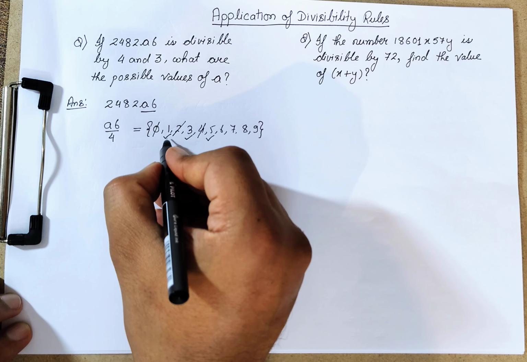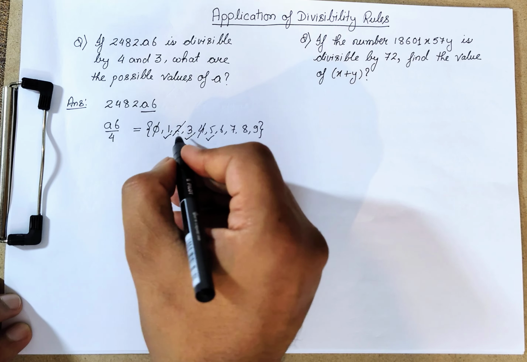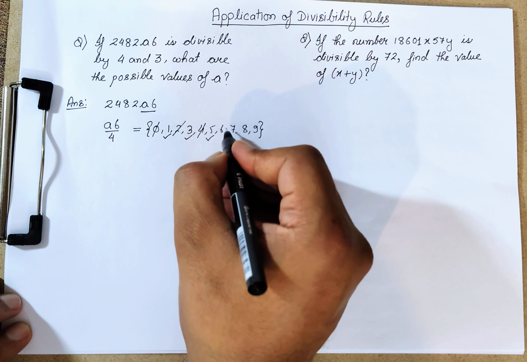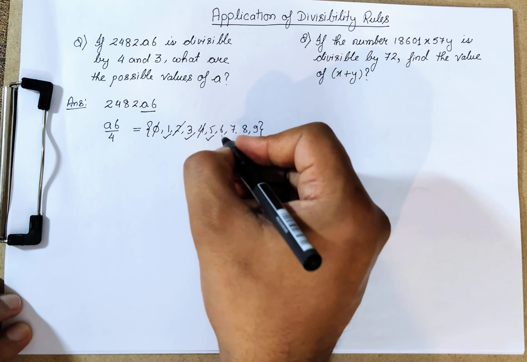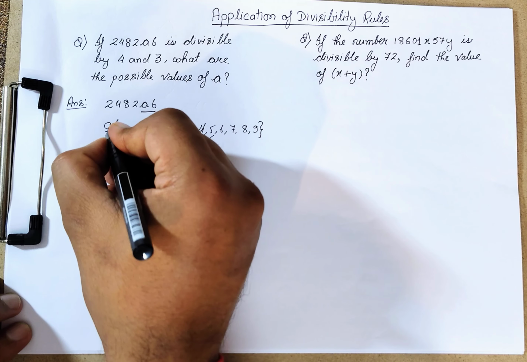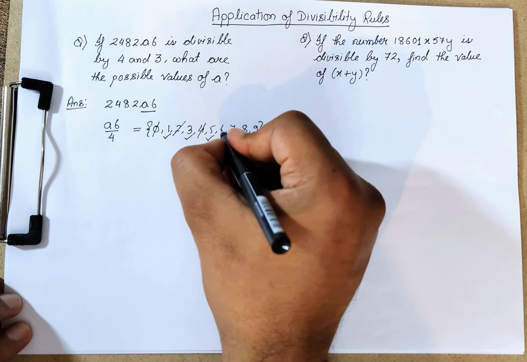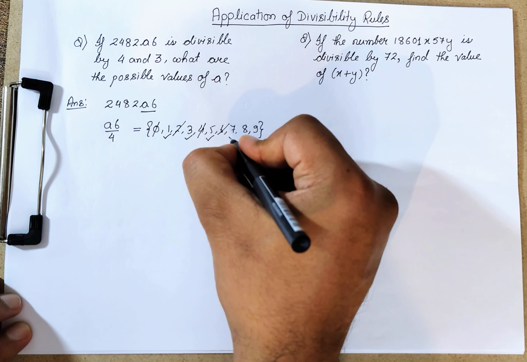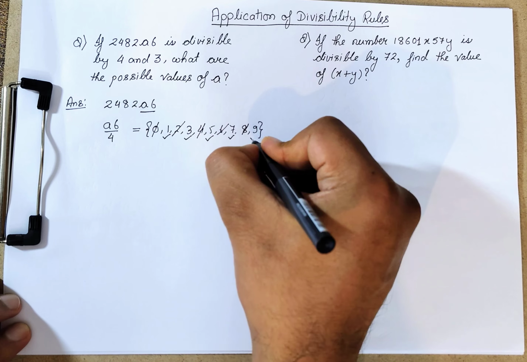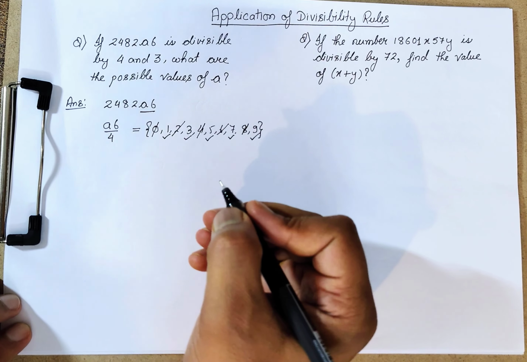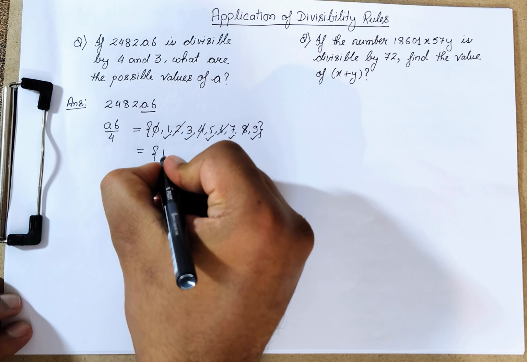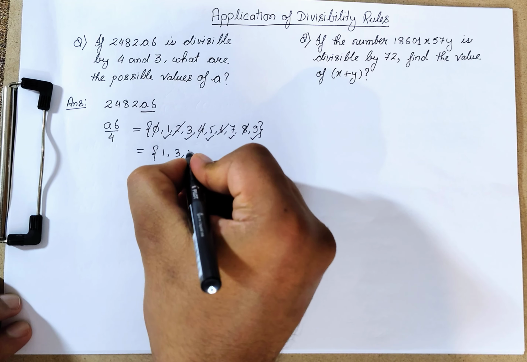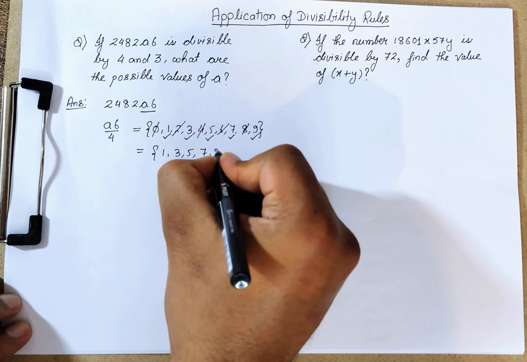We can see here a pattern, okay? So every alternate number is divisible by 4 when we substitute the value of A. So 6 is ruled out, 7 is a possibility, 8 is ruled out, 9 is a possibility. So we get a set of possible values that are 1, 3, 5, 7 and 9.